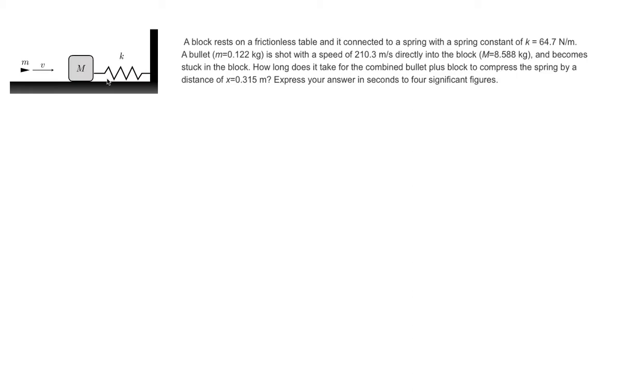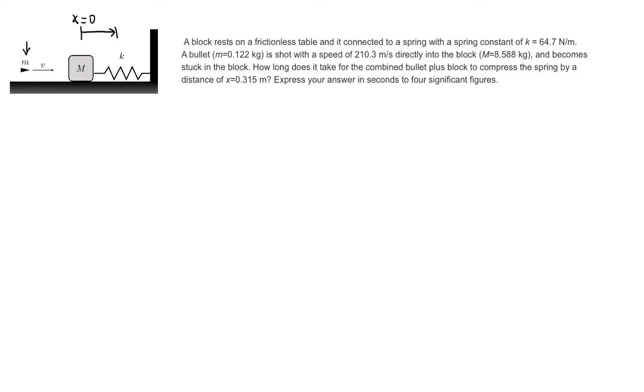We're going to then shoot the block with a bullet of mass little m, right here, and it's going to start moving here from a position x equals 0. And it's going to compress to some position given here in the problem, 0.315 meters. What we want to know is how long does it take to get there? To actually figure this out, we're going to have to use the equation of simple harmonic motion to figure out where this block is going to go.